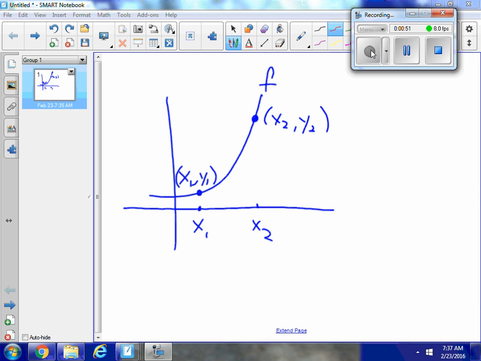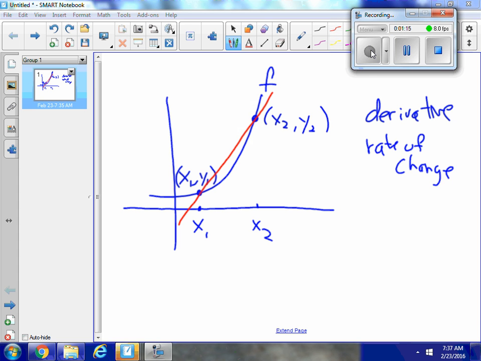And if I draw a line through those 2 points, I can calculate the slope of that line. Now, I want you to remember something. Derivative is the same thing as the rate of change, which is the same thing as the slope of the tangent line at any particular point. This is really important to remember and understand.